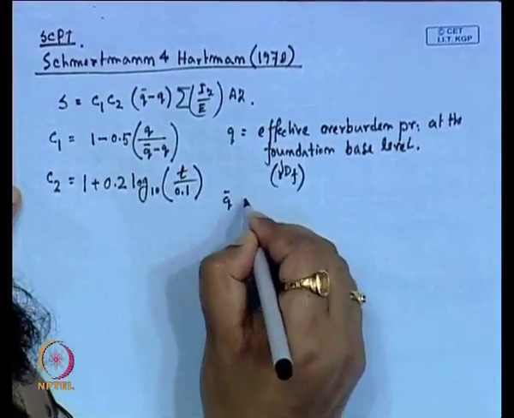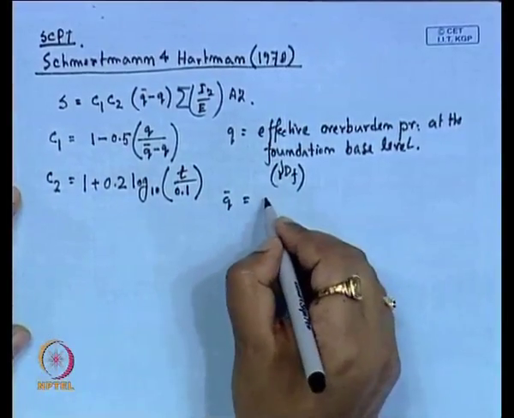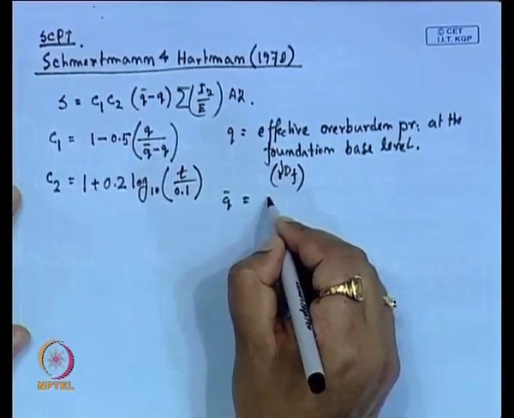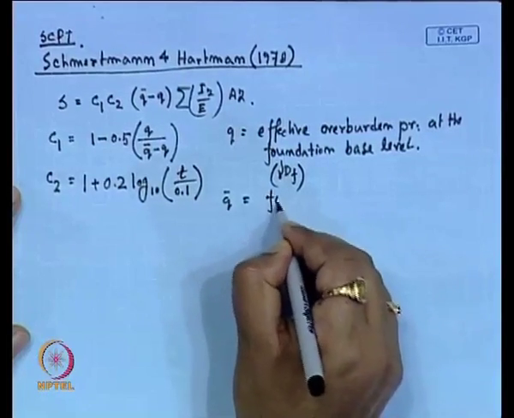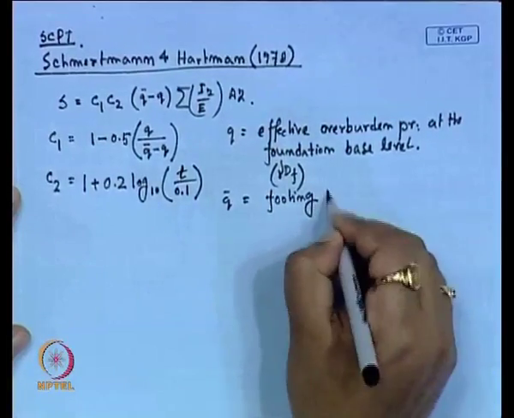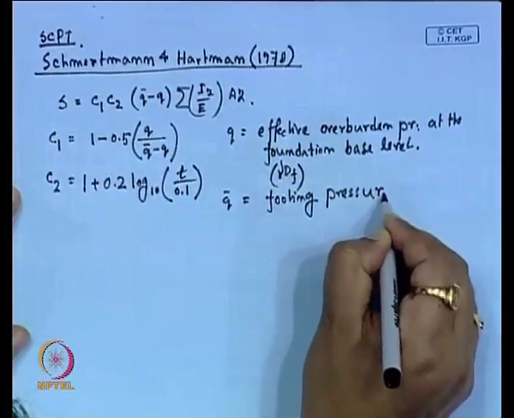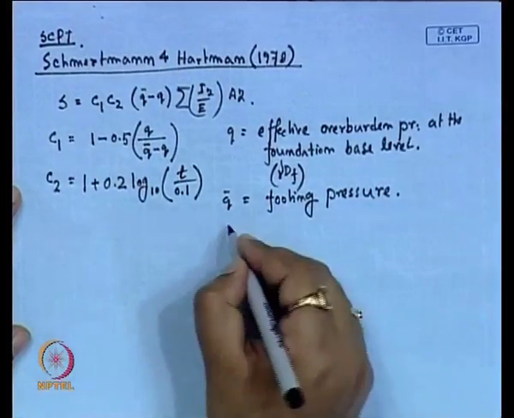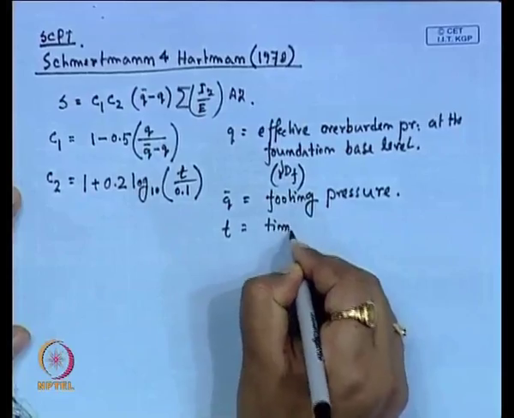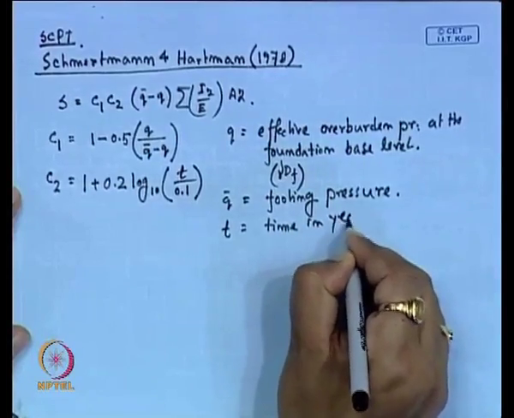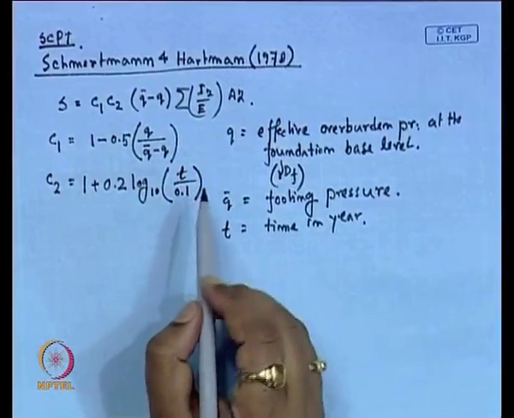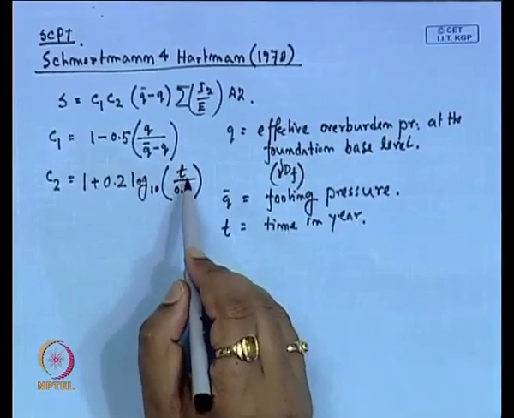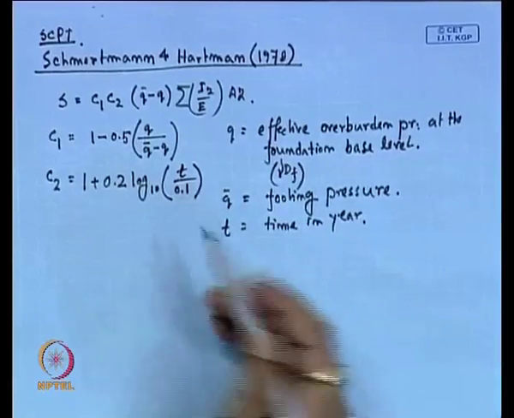Now, q bar is the pressure coming as a load, that means the footing pressure, which is coming from the superstructure. Here t is the time in years. So, if you want to determine the settlement at 1 year, then you put t equal to 1. If you want the settlement at 5 years, then t will be 5.